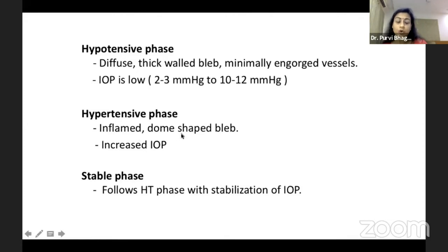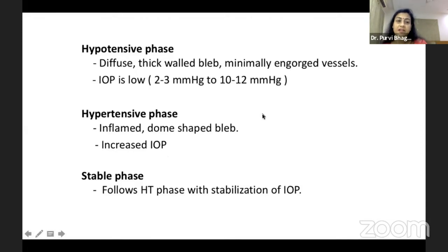Again, this is more commonly seen with the AGVs subsequently, because in the AGVs the aqueous starts flowing immediately. The moment you implant the bleb and close everything, the aqueous starts percolating. And so there is a lot of release of mediators and the entire process of encapsulation begins right away. This process continues for a long time, with a significant amount of inflammation and encapsulation. So the hypertensive phase occurs subsequently in an AGV, and this leads to an increased IOP.